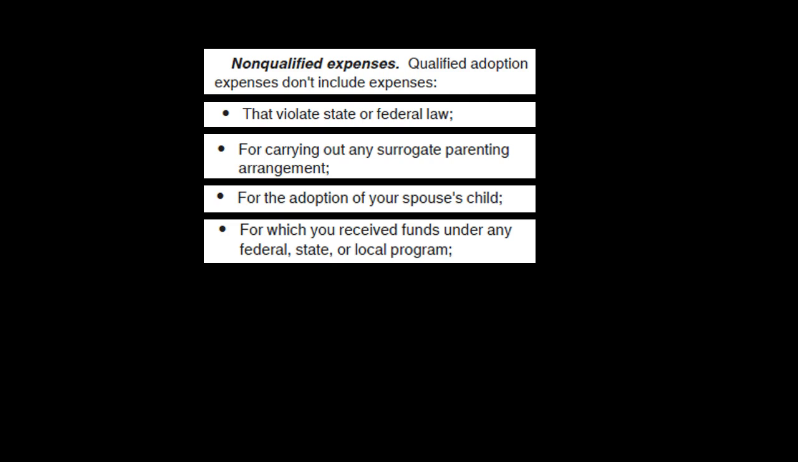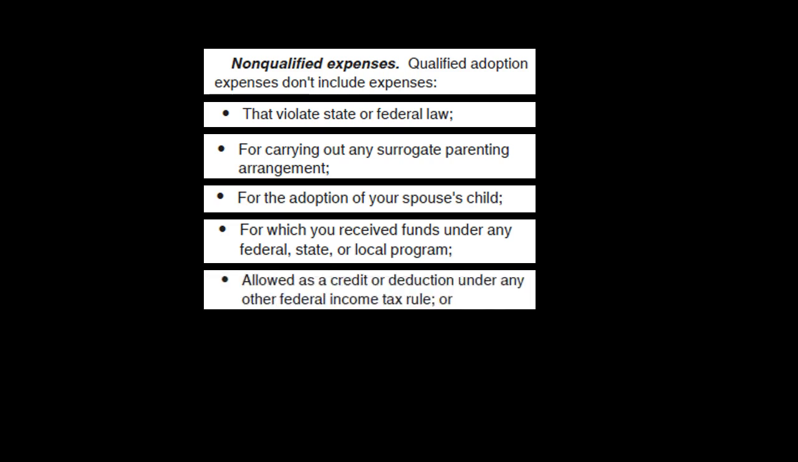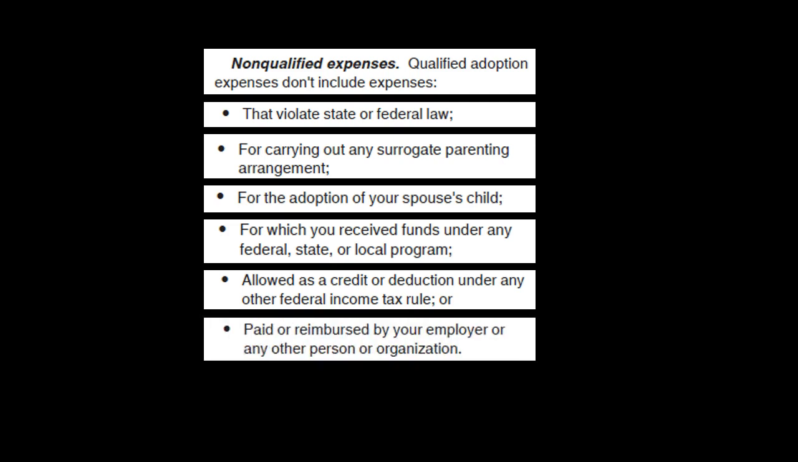So if we got the funds from the state program, then of course, if we received the funds and then paid the funds, it's not really an expense because we were basically in essence reimbursed or got the funds for them. Also excluded are expenses allowed as a credit or deduction under any other federal income tax rule. So basically they're saying you can't really double up on it and have a deduction or a credit and then another deduction or a credit. And expenses paid or reimbursed by your employer or any other person or organization. So if the expenses were reimbursed, then that wouldn't be something that you can have as an expense because it's not really an expense. It was paid and then the expense was given back in some type of reimbursement.